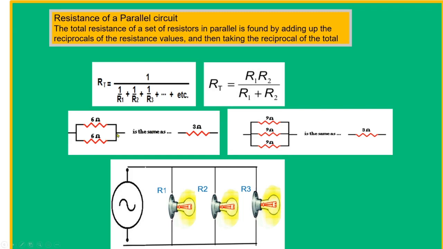This is the shortcut if you have 2 resistors that are connected in parallel. You're just going to divide by 2, and the result is 3. And this is also the shortcut if you have 3 resistors of the same value, you're just going to divide it by 3, and the result is 3 if you have 9 resistors here.